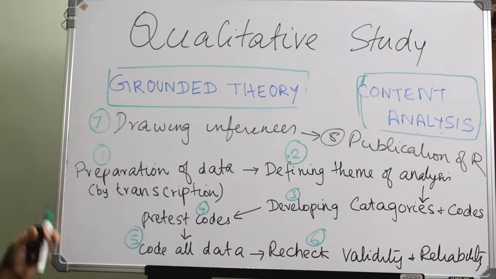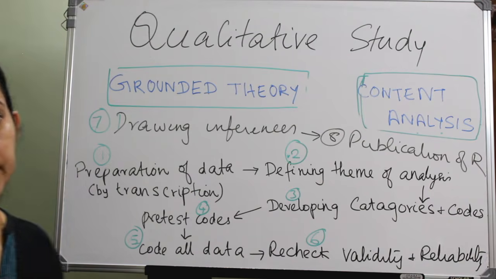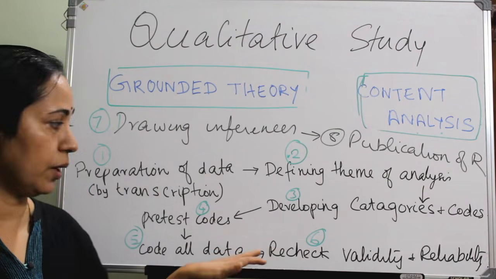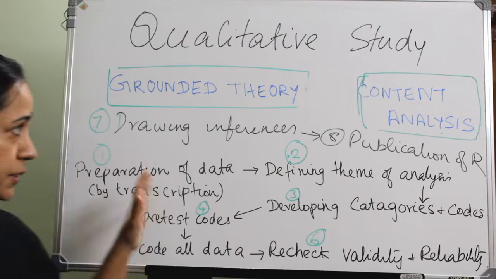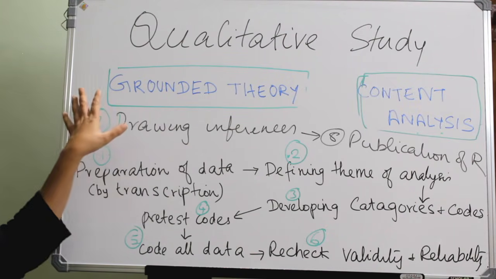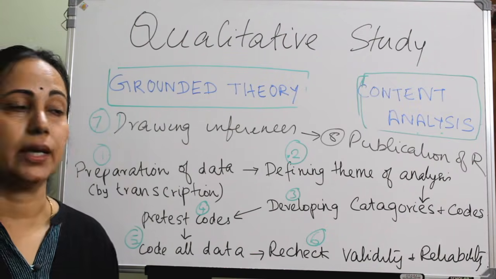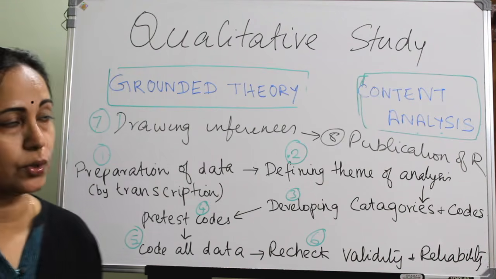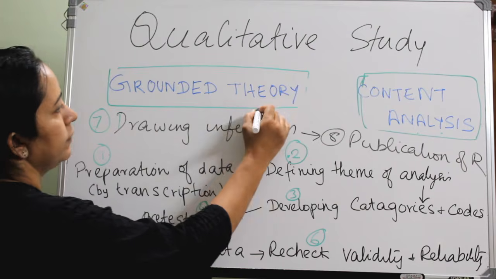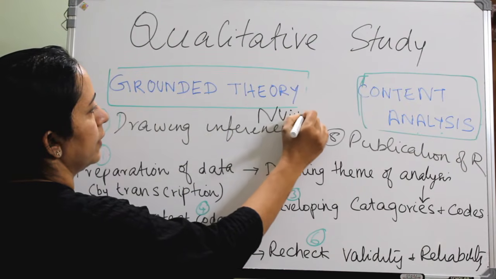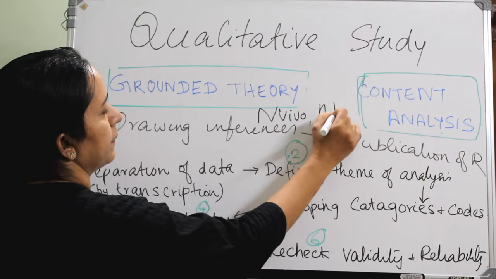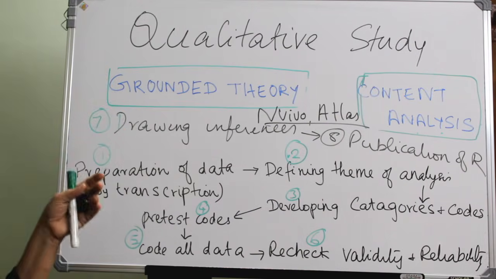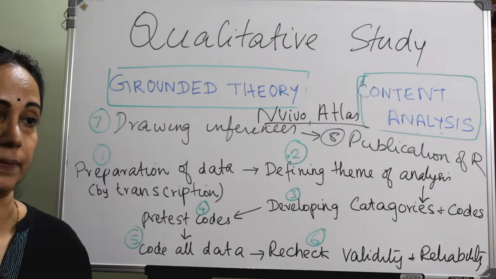So this is content analysis. The contents are analyzed based on literature review and also after checking the validity and reliability. So these are the stages of content analysis, and these are the 2 types of analysis. Again, there are computer assisted softwares. They are NVivo and Atlas. These are the 2 softwares available for analysis of qualitative studies.